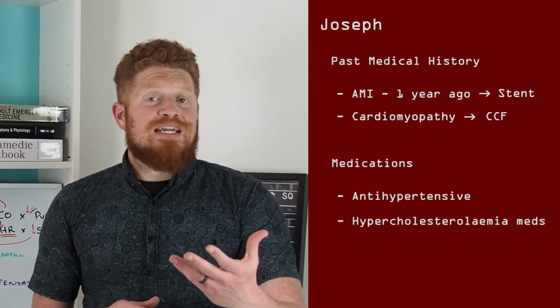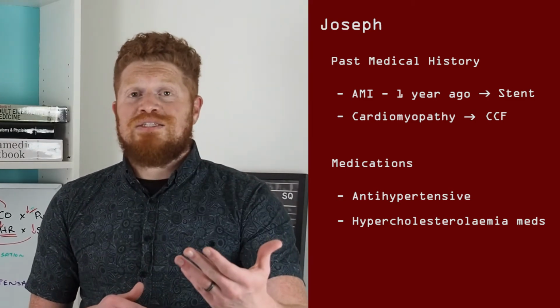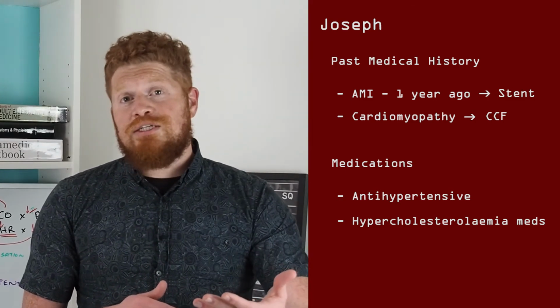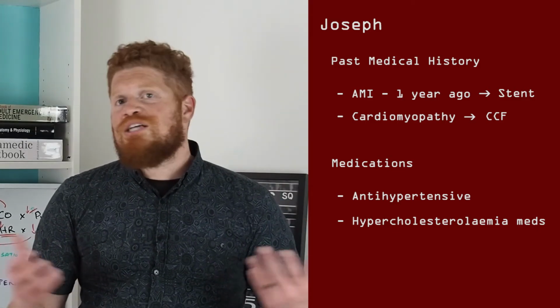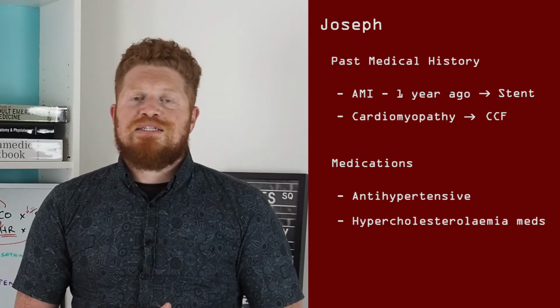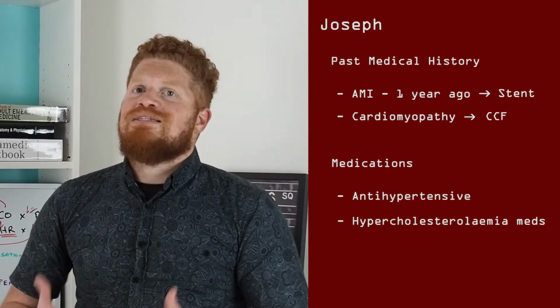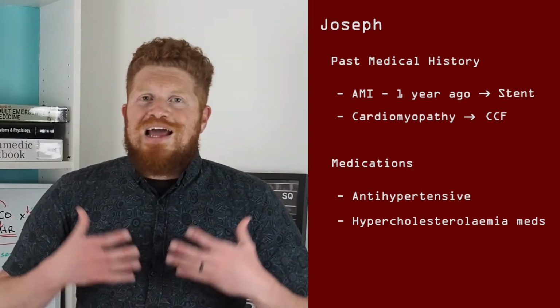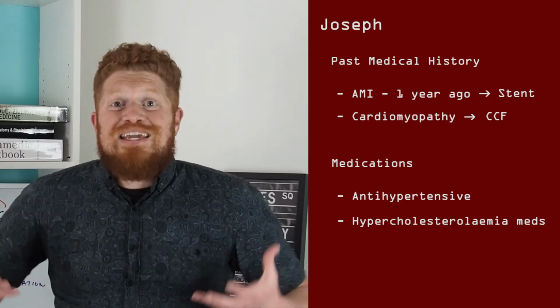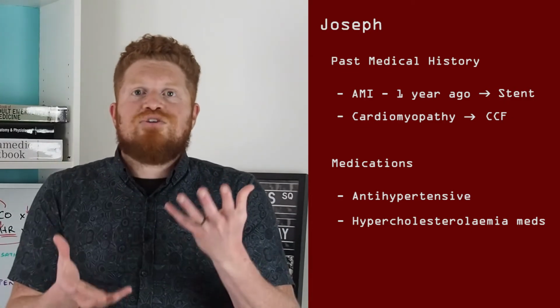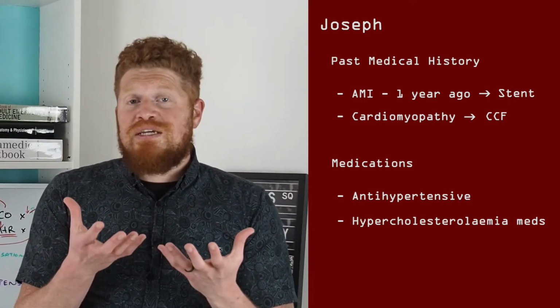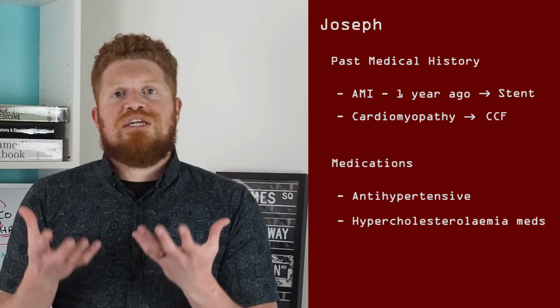Finally, if we look at his medications, we see that Joseph is on antihypertensives and a hypercholesterolemia medication. Both of these indicate poor heart health, as we've already discovered through the rest of his past history. But the fact that he's on an antihypertensive means that he's on a medication that is actively trying to reduce blood pressure. Now, in a shocked state, the body is trying to increase blood pressure, and these two things may counter each other. Maybe he didn't even have a compensated phase. Maybe he went directly into a decompensated phase.